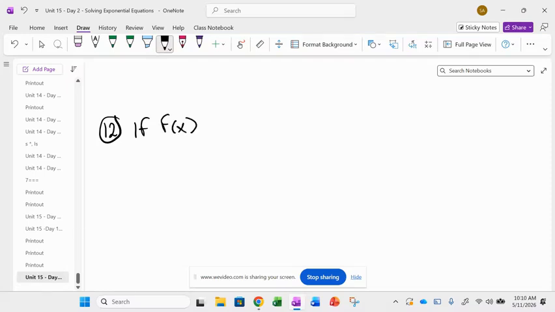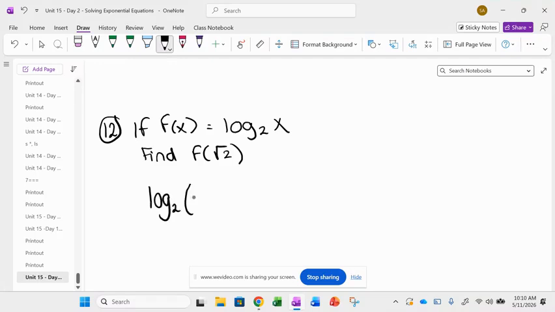If f of x is equal to log base 2 of x, find f of root 2. So if f of x is equal to log base 2 of x, find f of root 2. What does this mean, f of root 2? It means go to my equation, log base 2 of x, and wherever I see x, what am I subbing in instead of x? Root 2. So now this is going to be log base 2 of root 2.